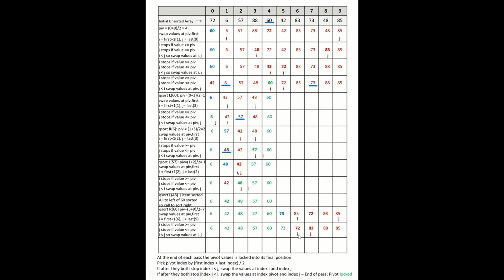So again, I is going to continue to sweep to the right, looking for greater than or equal to 73. J is going to sweep to the left, looking for less than or equal to 73. So this is what happens then. I finds 83 because it's greater than or equal to 73. J, moving to the left, finds 72 because it is less than or equal to 73. And since J is less than I, we swap the pivot, 73, with J, 72.